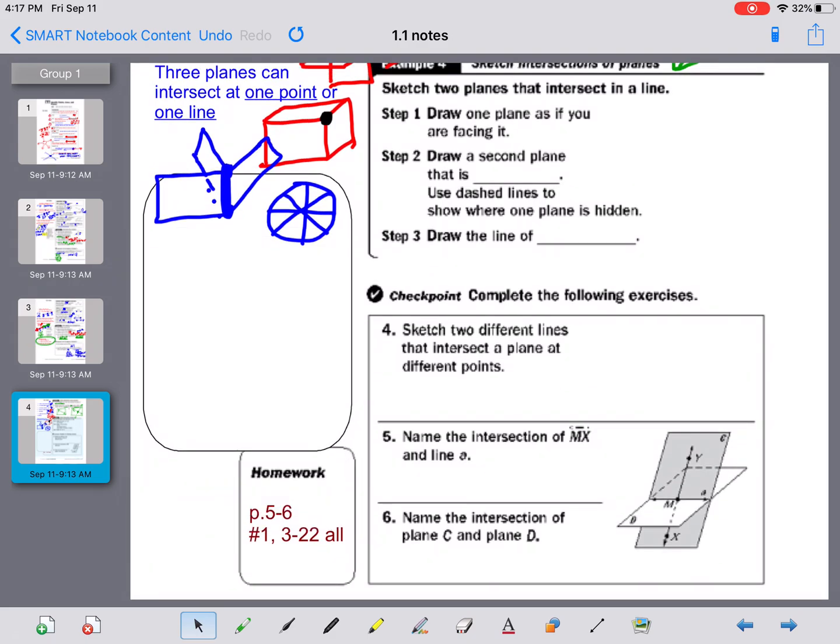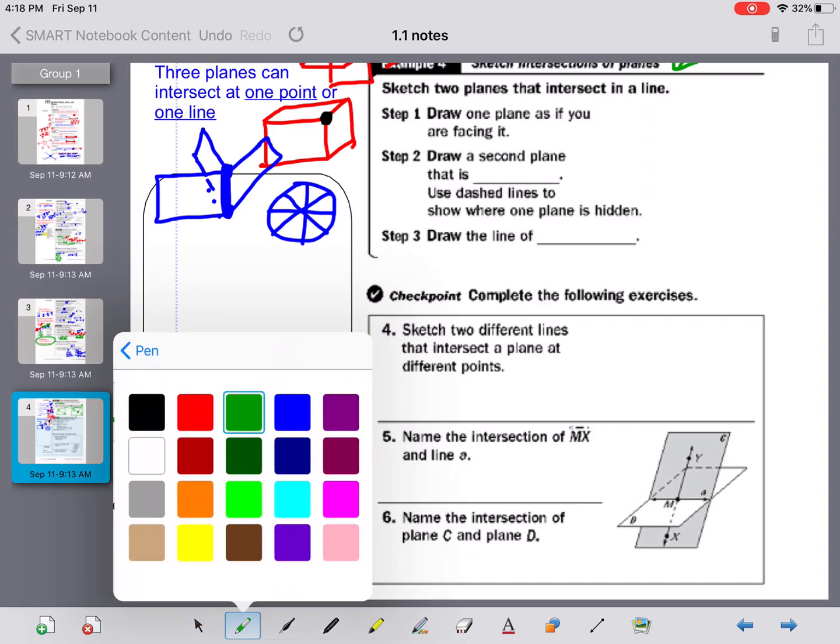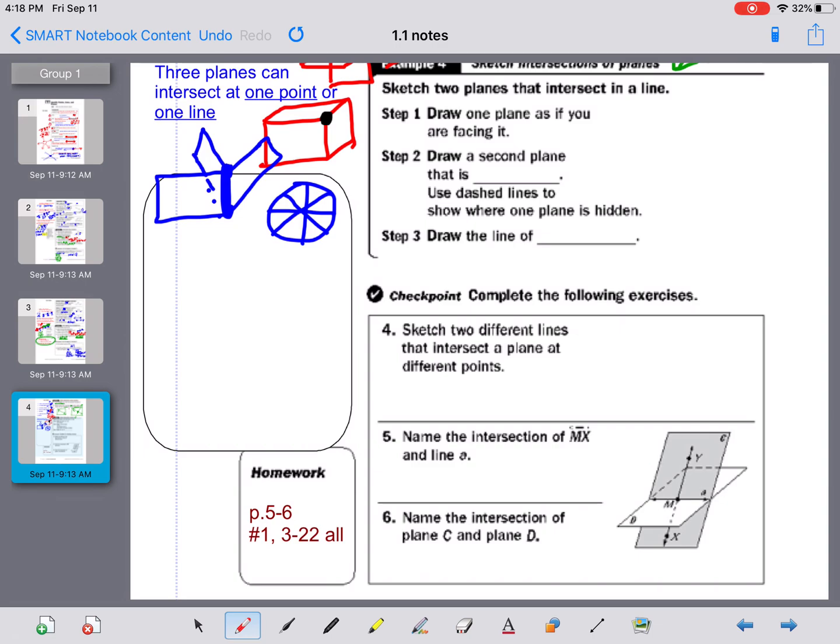And I'm going to sketch two planes that intersect in a line. Okay, I did this earlier, and you can try to draw it with me, see if you can handle this. Draw one plane as if you're facing it. So there's my piece of paper, okay? Now draw a second plane that is more horizontal, is what I'm writing here, okay? Use dashed lines to show where your plane is hidden.